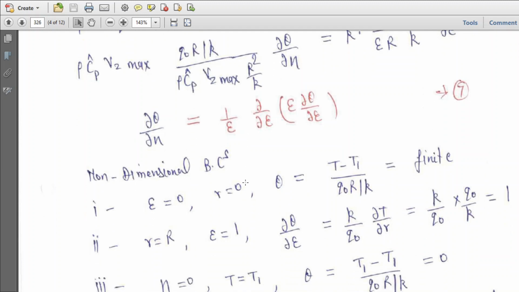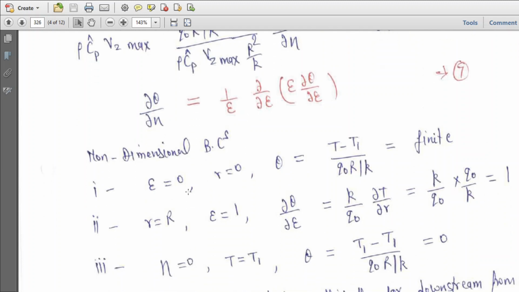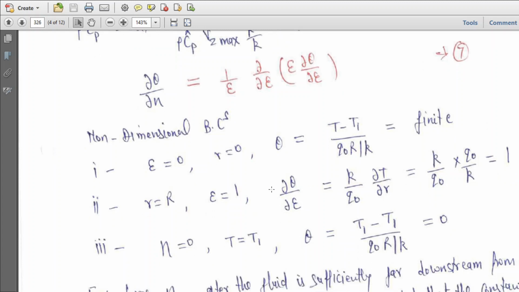For that, the boundary conditions are: at ε equal to 0, r equal to 0, θ equal to T minus T1, and Q₀ r/K is finite. At r equal to R, ε is 1, so ∂θ/∂ε is equal to K/Q₀ ∂T/∂r, which you will get equal to 1. Then at η equal to 0, T equal to T1, so θ equal to 0. So these are your non-dimensionalized boundary conditions.